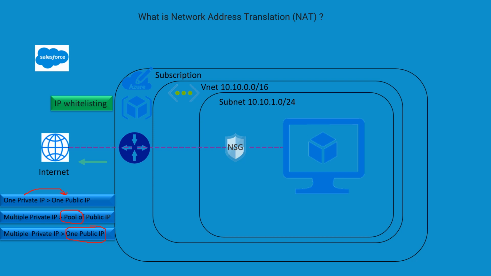There can be some scenarios. Maybe you want to access a Salesforce-like portal where you need to do IP whitelisting. At that time, you should have control over the IP address which is going to make the connections. At that time, you need to use a NAT gateway, which is going to be a managed service, and you are going to have full control over it, especially assigning the pool and assigning the public IP addresses.